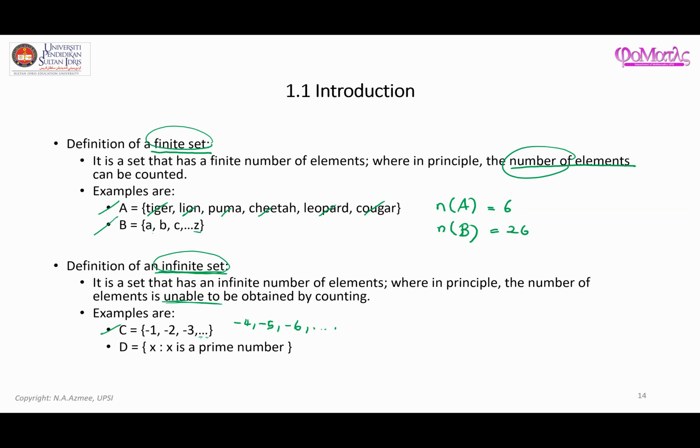So similarly, if you have set D, where D is a set of prime numbers, and we know that prime numbers begin from 2, so we have 3, 5, 7, 11, 13, and it goes on infinitely. So in this case, it is impossible for you to get the number of elements, and therefore this is an example of infinite set.